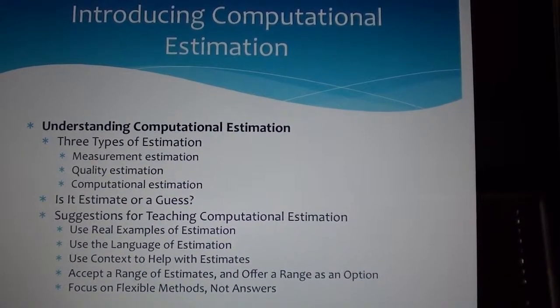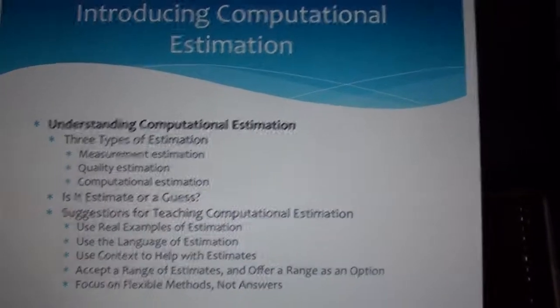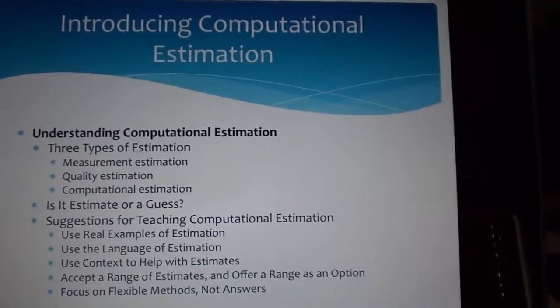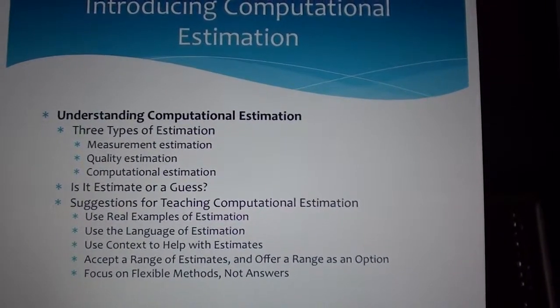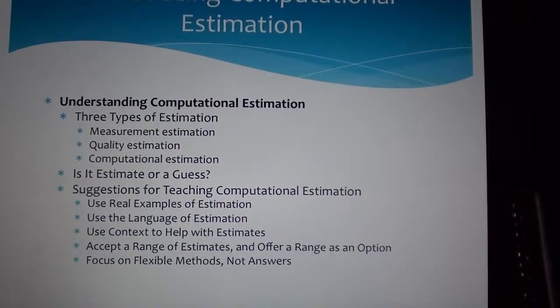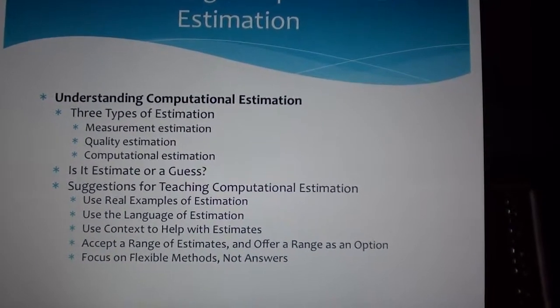Using context to help with estimates. Situations play a role in estimation. For example, it is important to know whether the cost of a car would likely be $950 or $9,500.